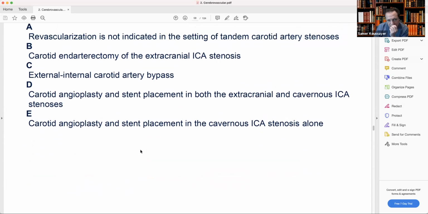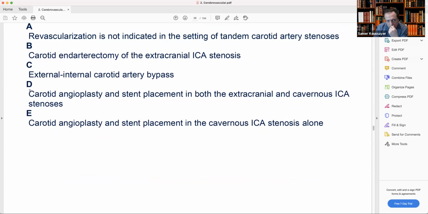Otherwise, if that's not correct, then D would be the right answer, stenting both. If there were an indication for stenting, yes, I'd stent both because it's easier, you know. But again, because the new study showed there's no advantage of stenting, it's medical treatment. Same as with the renals: we used to do a lot of renal stents, and nowadays we rarely do, because the study showed there's no advantage of stenting the renals.